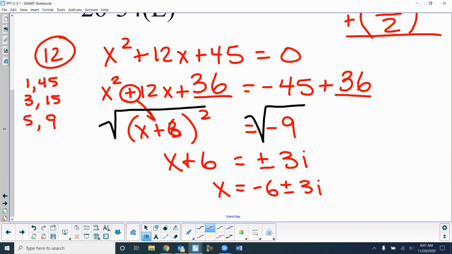It always happens on this. Those two answers are a conjugate pair. So that's what you should have gotten for number 12. Number 14, the complex conjugate was what? Good. Olivia, number 16.